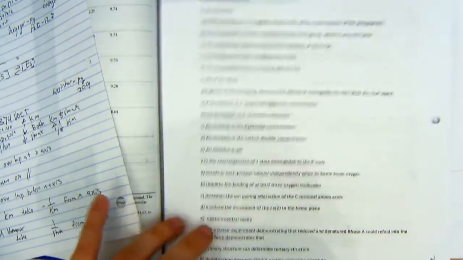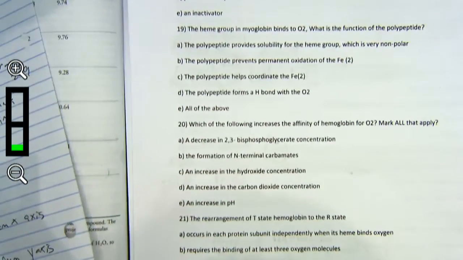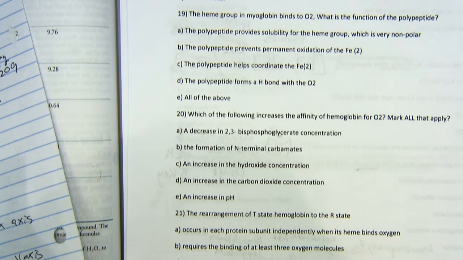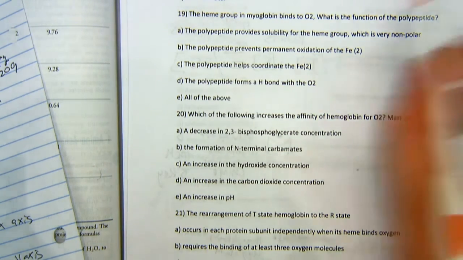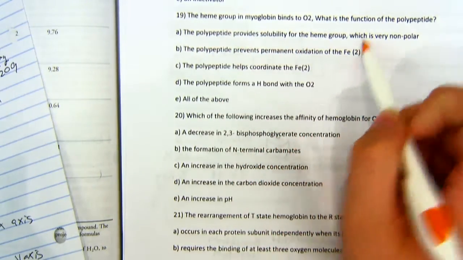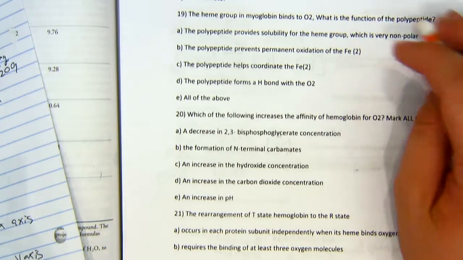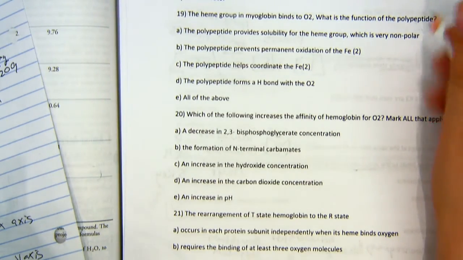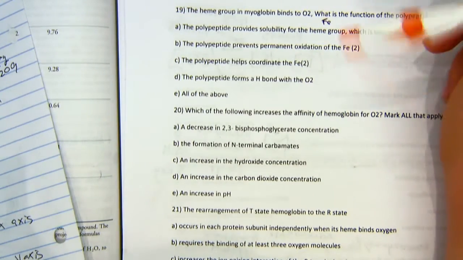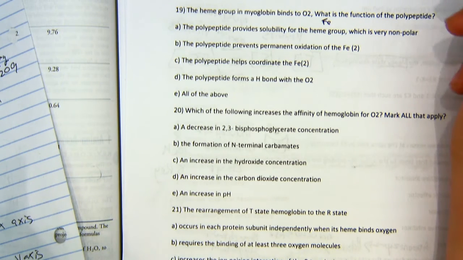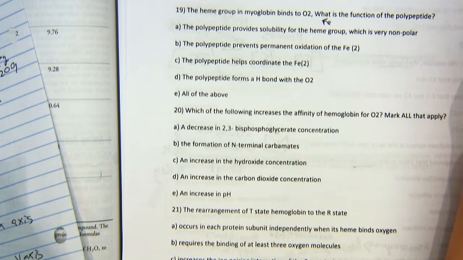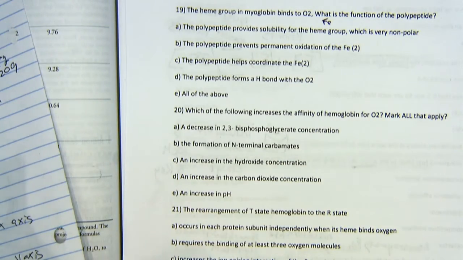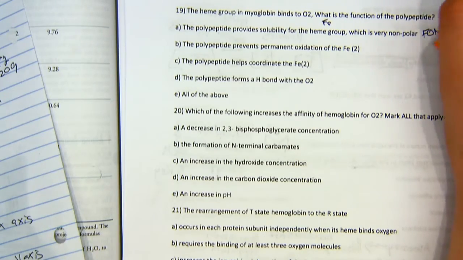So next we have a heme group with myoglobin binding to oxygen and the function of the polypeptide. So when myoglobin binds to oxygen, the polypeptide provides solubility to the heme group, which is very nonpolar. The heme group, what does that have in it? What's like the atom in the middle, or the element? Yeah, iron. So iron, do you think that's going to be a polar group? Not really. When you think of polar, you can think of more of like your FON, right? Oxygen, nitrogen, fluorine, that kind of stuff.